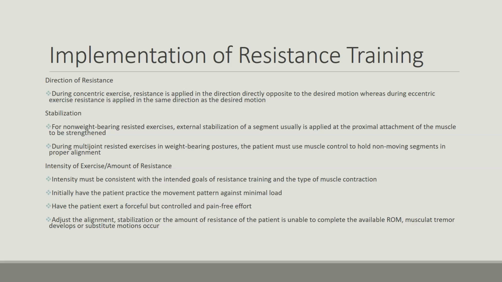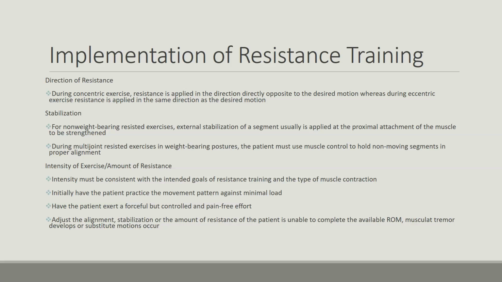the task. The intensity of exercise and the amount of resistance. Intensity must be consistent with the intended goals of resistance training and the type of muscle contraction. So what are the goals of the training? What kind of a contraction do we want? Initially, have the patient practice the movement pattern against minimal load. So maybe you're the minimal load. So you ask them to perform it for you and you provide the resistance so they get a feel of how it's supposed to feel when they do it.